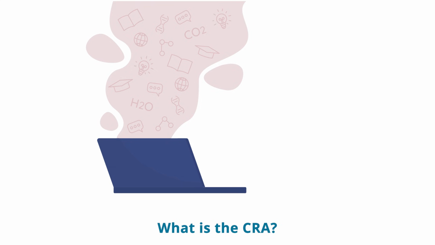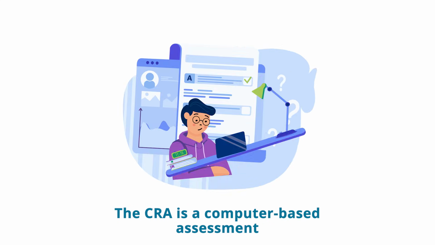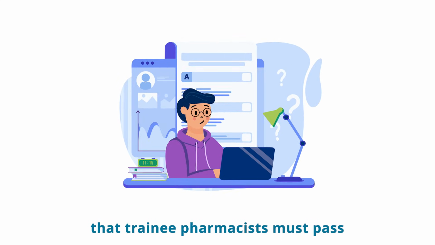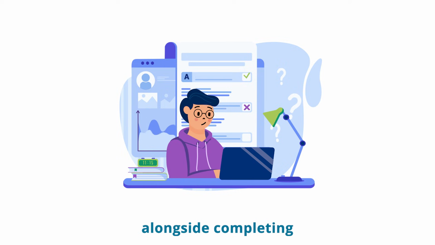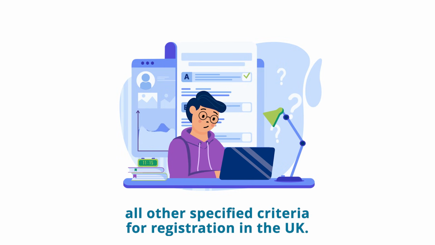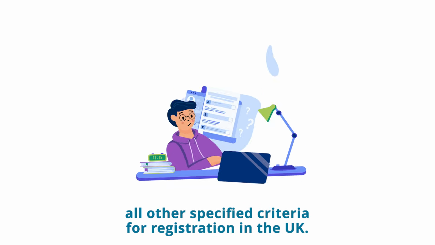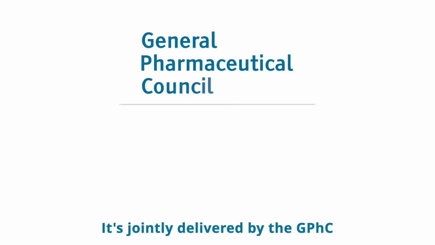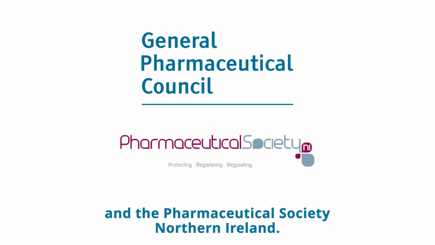What is the CRA? The CRA is a computer-based assessment that trainee pharmacists must pass, alongside completing all other specified criteria for registration in the UK. It's jointly delivered by the GPhC and the Pharmaceutical Society Northern Ireland.